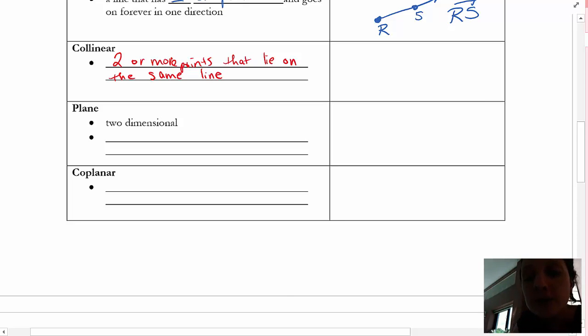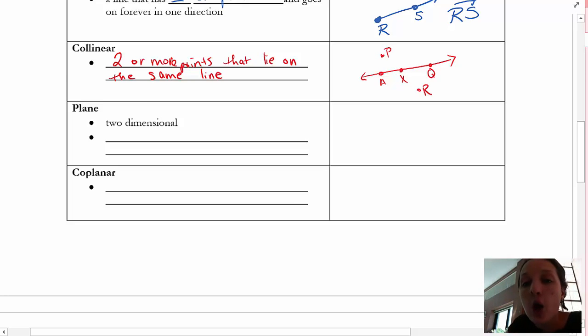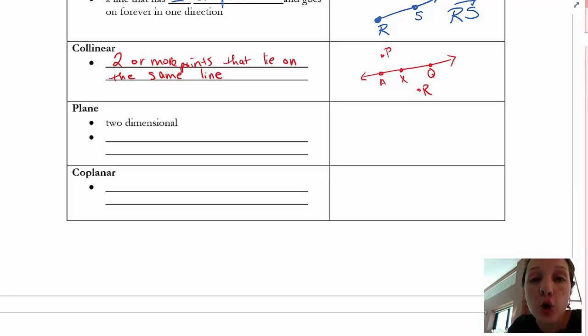Collinear, hurrah. So if I had something like this, here's a line, here's A, here's X, here's Q, here's P, and here's R. All those points there are not collinear, but A, X, and Q are all on the same line, so A, X, and Q would be collinear, okay?